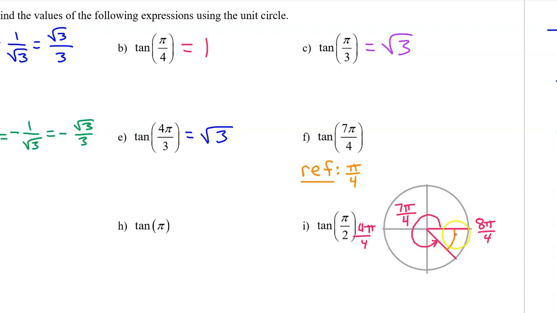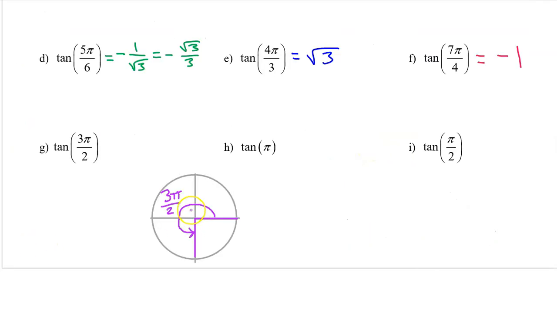The reference angle is pi over 4, right here between the terminal side and the x-axis. So the tangent of 7 pi over 4 will be the same as the tangent of pi over 4, which is 1, except it might be negative. And in fact, in the fourth quadrant, we see that the slope is negative. Therefore, the tangent of 7 pi over 4 is negative 1.